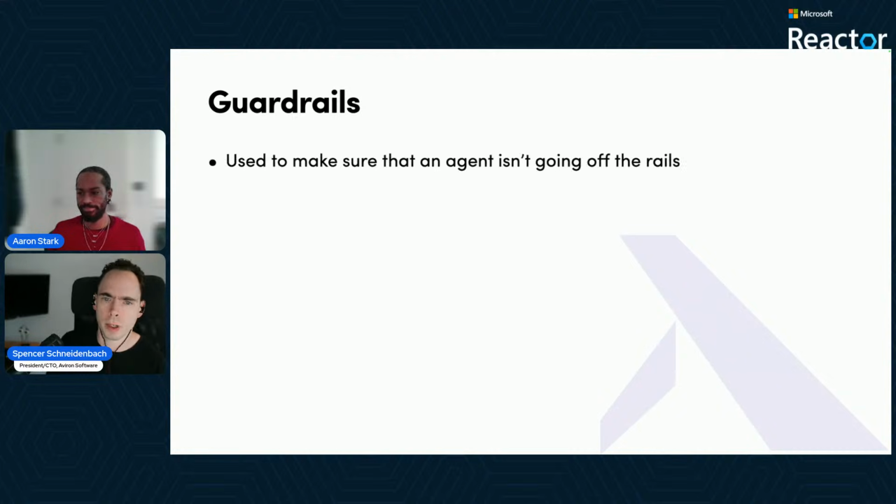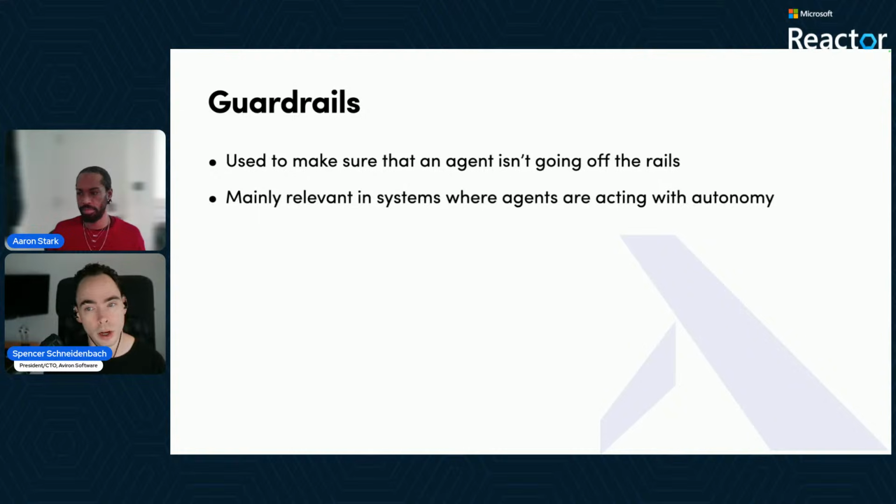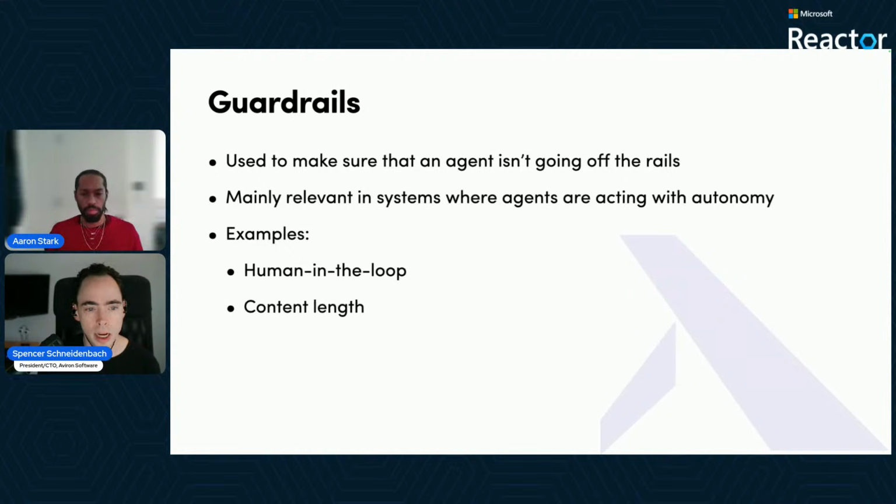So you want guardrails in place to make sure that an agent isn't going off the rails. It's mainly relevant in systems where agents are acting with autonomy, especially with tasks that require a good amount of security. Probably the most common guardrail is human in the loop. It could be a content length guardrail to say, hey, this is getting too long, we need to summarize this conversation before we continue.